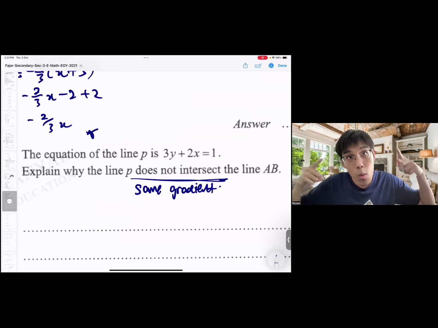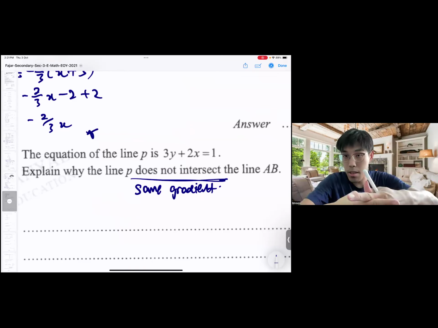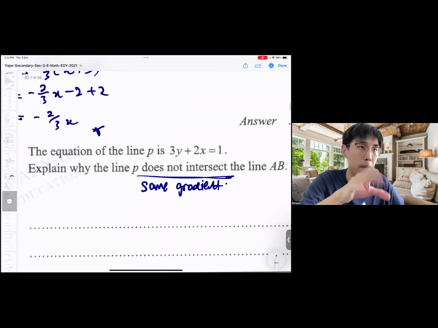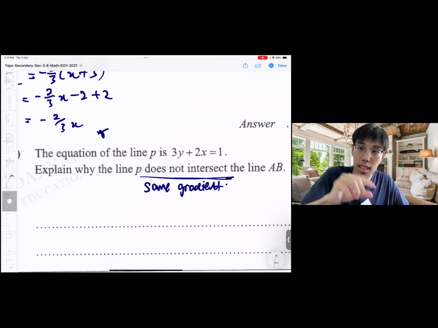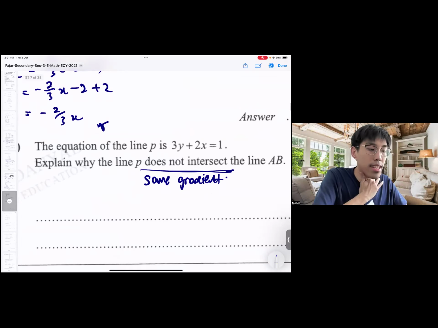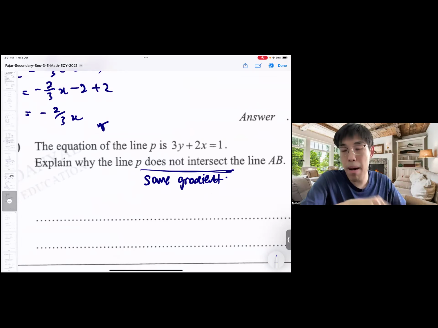Maybe if they intersect at one point, it means there are two straight lines. Okay, something like that. So you must be able to link from the concept and keywords to what they infer. This one is very, very important for upper sec onwards. What does a certain keyword infer? So when they say does not intersect, it means it must have the same gradient.